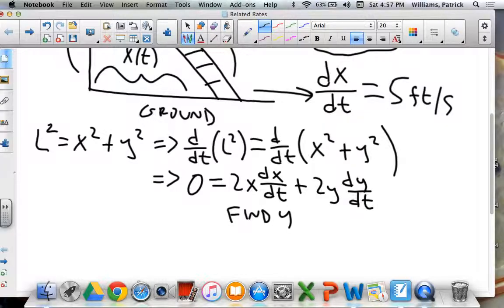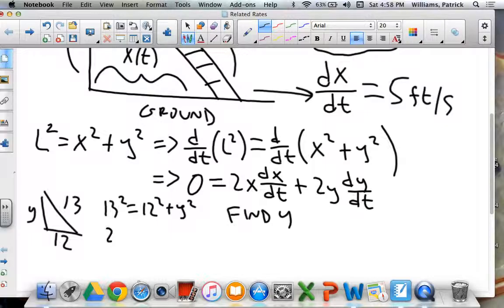So how can we find y? Well, realize when we look at the original setup of the ladder, we had a right triangle that looked like this, okay? So how do we find y? We can say that 13 squared equals 12 squared plus y squared. 13 squared is 169, 12 squared is 144, so that means that 25 equals y squared, or 5 feet is equal to y.